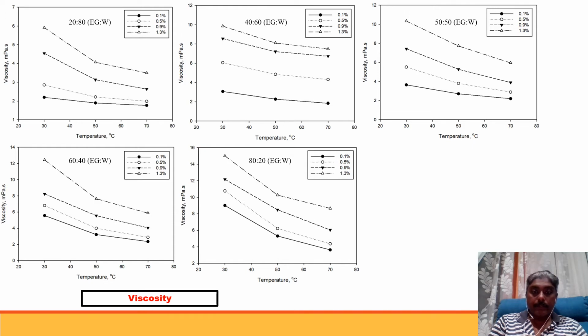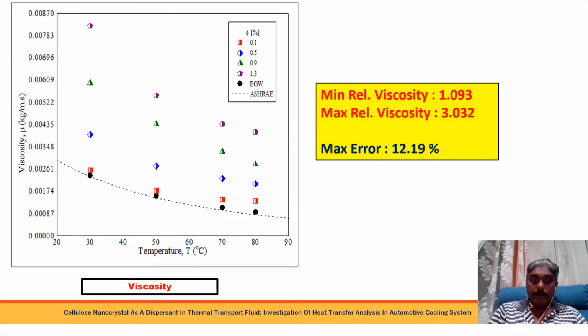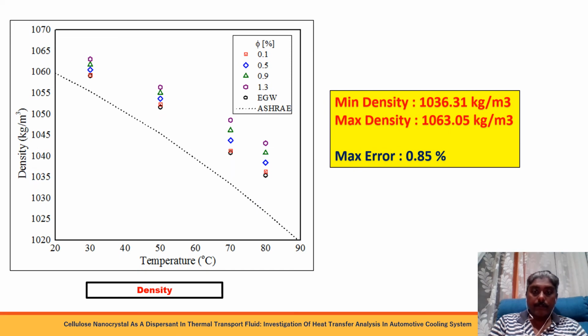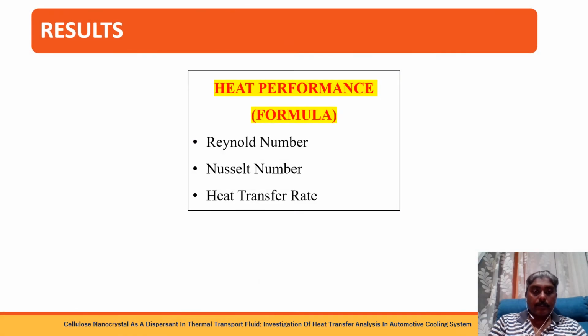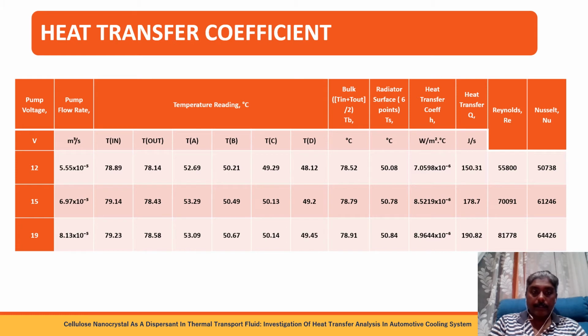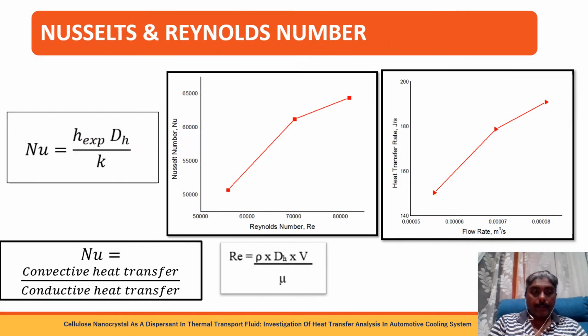So this is the viscosity measurement. Viscosity also is improved, and maximum density also is improved, and specific heat capacity also is improved. And when we look at the test rig, we can see improvement in terms of Reynolds number, Nusselt number, and the heat transfer rate. In terms of the pump performance, the heat transfer and the Nusselt number are increased, which shows that the pump has less energy usage, and it can be used to carry the heat of the fluid from the engine to the surface of the radiator fin.